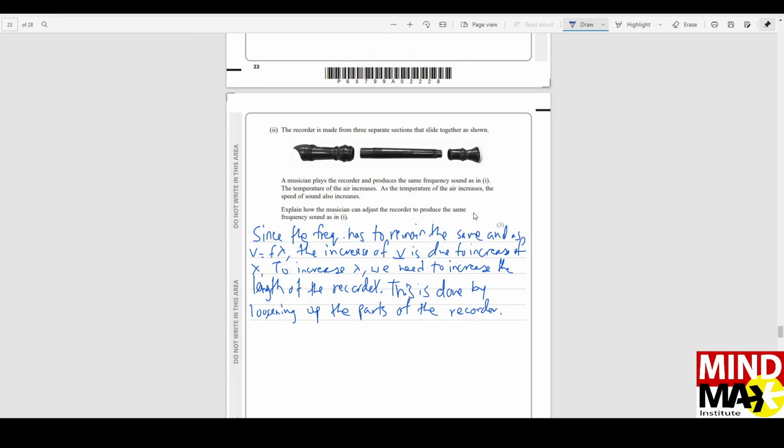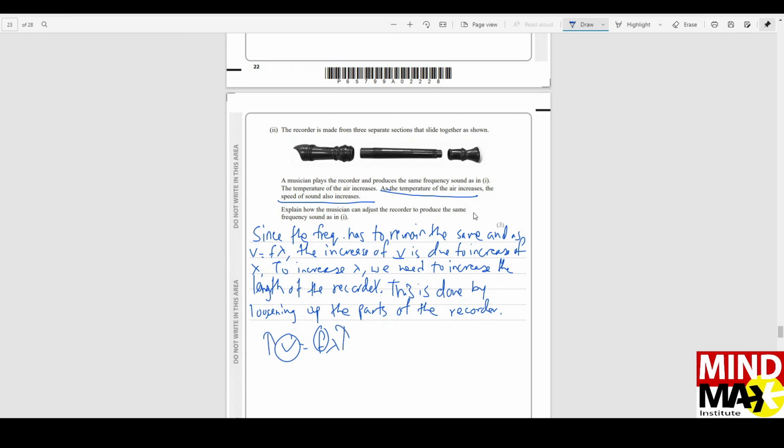The temperature of the air increases, and this increases the speed of sound. So if the speed of sound increases because of the increase of temperature, that means what? V equal to F lambda, the V increases. Now they're telling us the frequency has to remain the same. Explain how the musician can adjust the recorder to produce the same frequency sound as in 1. So if the frequency has to remain the same, the only way the velocity of the sound can increase is by increase of the wavelength.